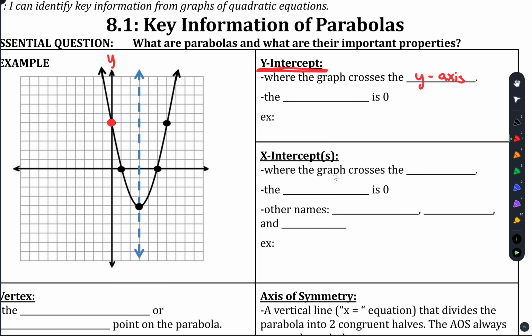When I'm talking y-intercept, the x value is always 0. So we're going to write these as coordinates. This coordinate would be 0, and then the y value is 5 here.